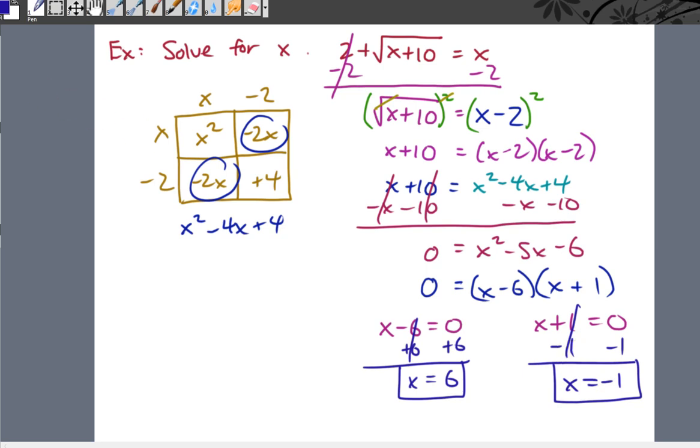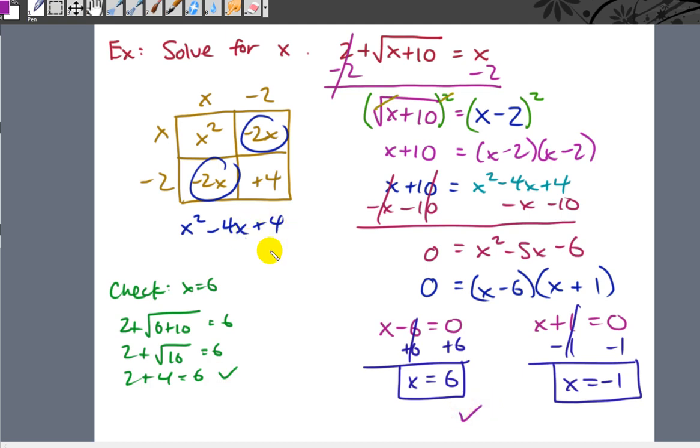Yep. And then what we want to do here is check to see if our solutions are valid. Let's try to check the first one, x equals 6. If we plug that in, 2 plus the square root of 6 plus 10 equals 6. 2 plus the square root of 16, since 6 plus 10 is 16. And then we have 2 plus 4 equals 6. That looks like this solution is valid. This one is good.